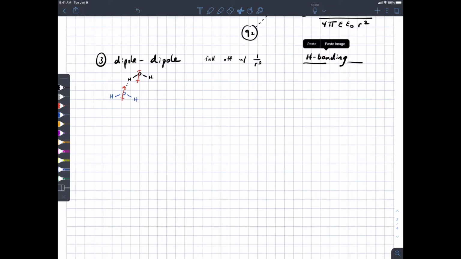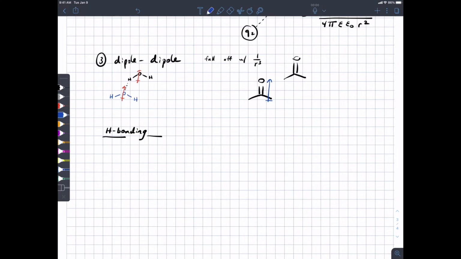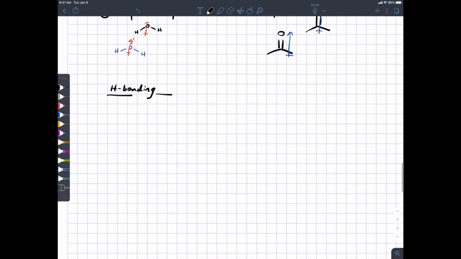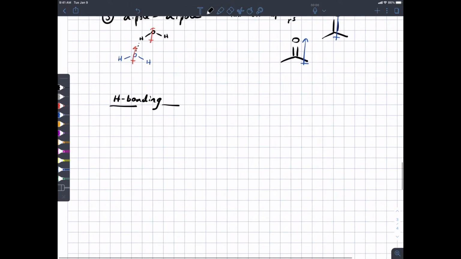Can we give another instance where we have a dipole without hydrogen bonding? Sure. Acetone has a dipole, and so you could imagine individual acetone molecules orienting themselves like this. It's probably not very strong, probably short-lived, but yeah. So hydrogen bonding is a class of dipole-dipole interactions or ion-dipole interactions.